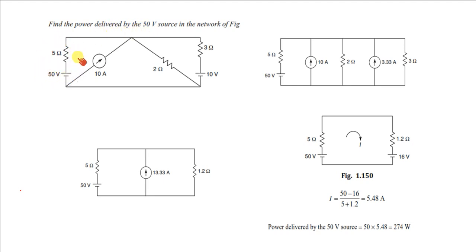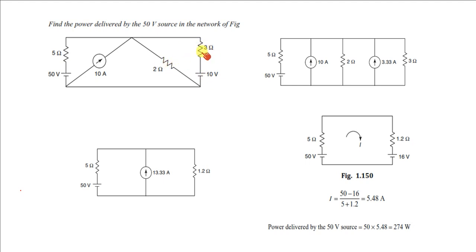Don't transform this. Retain this portion as it is. The remaining parts we can reduce. First, I want to reduce this circuit. Observe here: this and this full line is one node. This is actually a separate node, and this full line is a single node. Between this and this node we have one 2 ohm, and here is a practical voltage source, 10 volts with an internal resistance of 3 ohm.